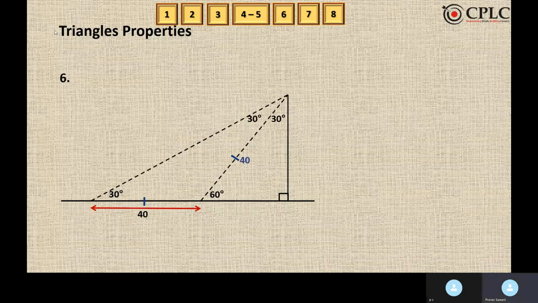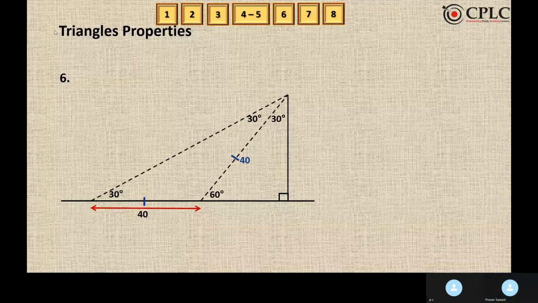Now, if the base side is 40, the red line is 40, the blue part is also going to be 40. Not because these are two similar triangles, but because the other triangle is formed as an isosceles triangle. In an isosceles triangle, two angles and two sides are equal. So both the angles are 30 degrees. Hence, both the sides are going to be equal. So it's 40 and 40.